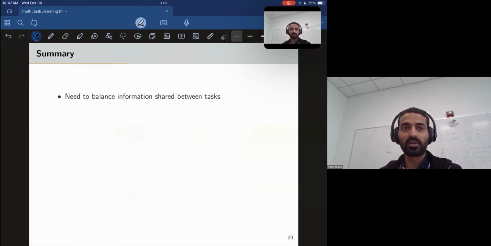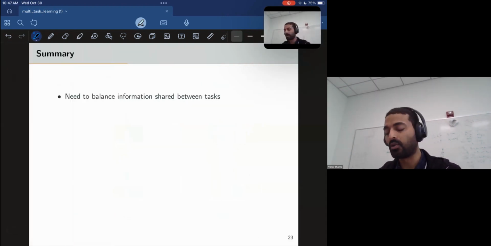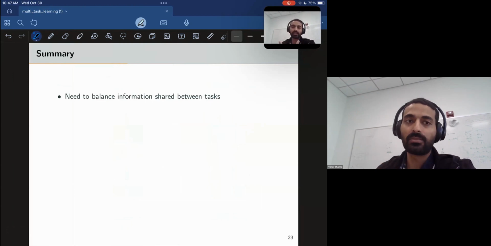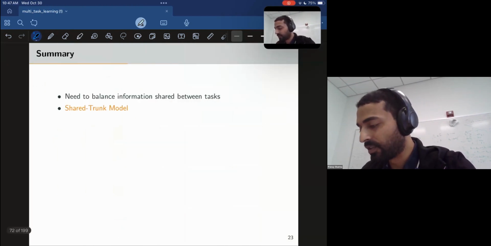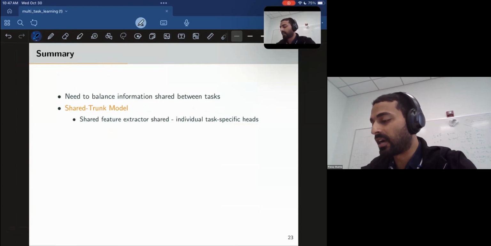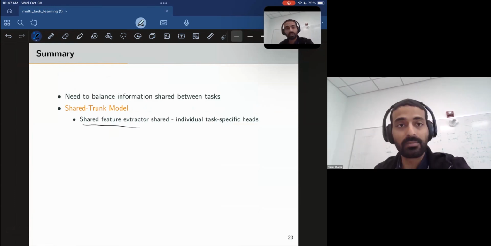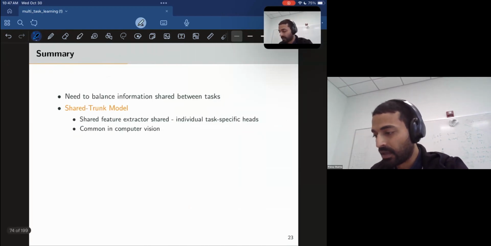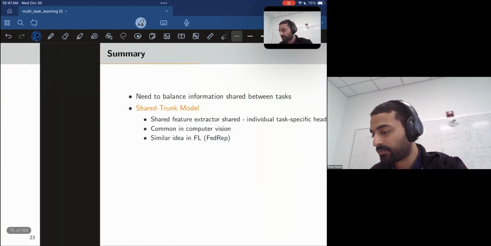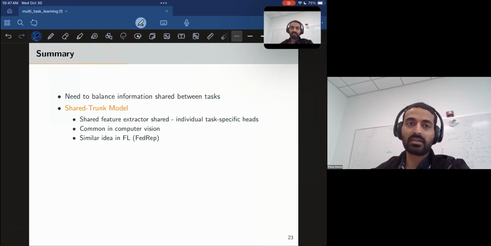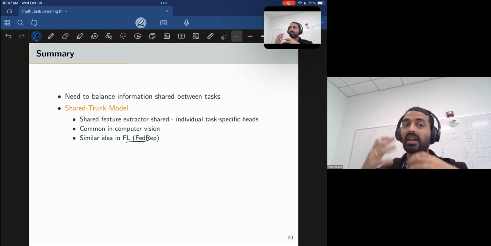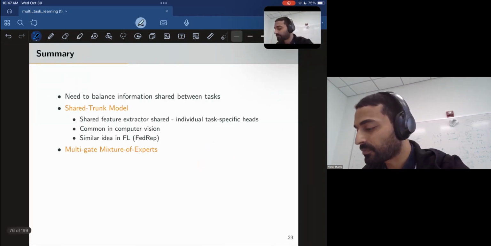Okay, so this was all the discussion we wanted to do about architectures for multitask learning. As we discussed earlier, we want to balance how much information is shared between tasks. We first discussed the shared trunk model, where we had a shared feature extractor shared between tasks, and then individual task-specific heads. This is fairly common in computer vision. We also discussed a very similar idea existing in federated learning, where the clients are interpreted as tasks.